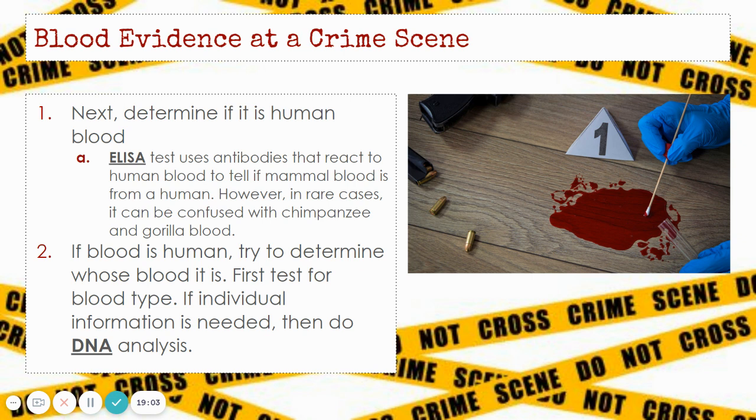If the blood is human, we're going to try to determine whose blood it is. The first thing we're going to do is test for blood type. Again, it's cheap, it's quick. If we need more information, if we need that individual information, then we're going to do DNA analysis as well. So we're not going to use all the blood for blood typing. We're going to make sure we save some if we need to do DNA analysis later.